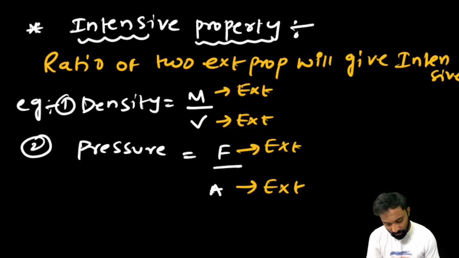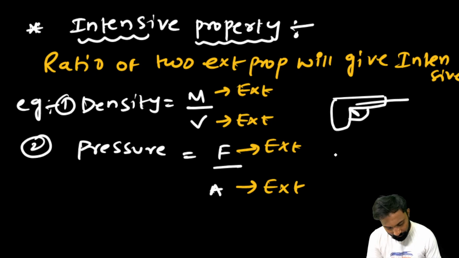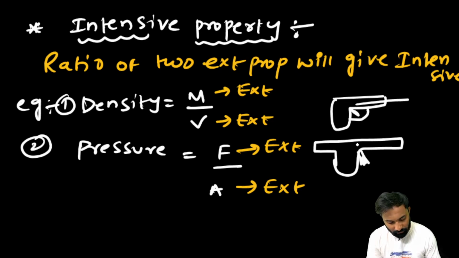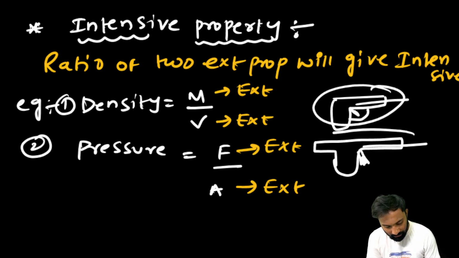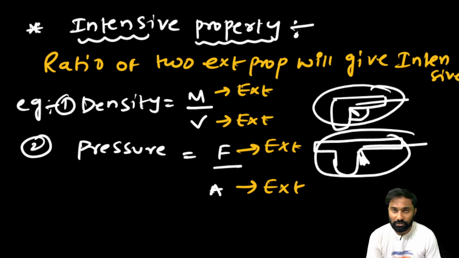Intensive property. Sir, how come force is an extensive property? Let's suppose you take one rifle, and you take an AK-47 gun. Now, the bullet which is coming from the rifle and the bullet which is coming from the AK-47 gun, both are having the same force? No, the force is not fixed.